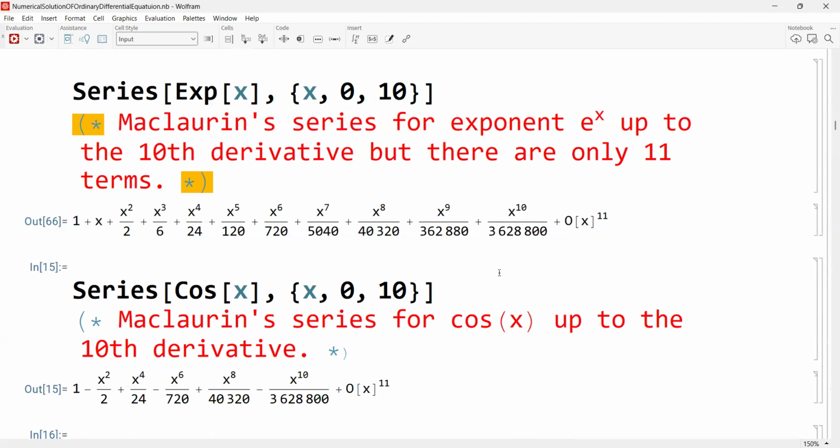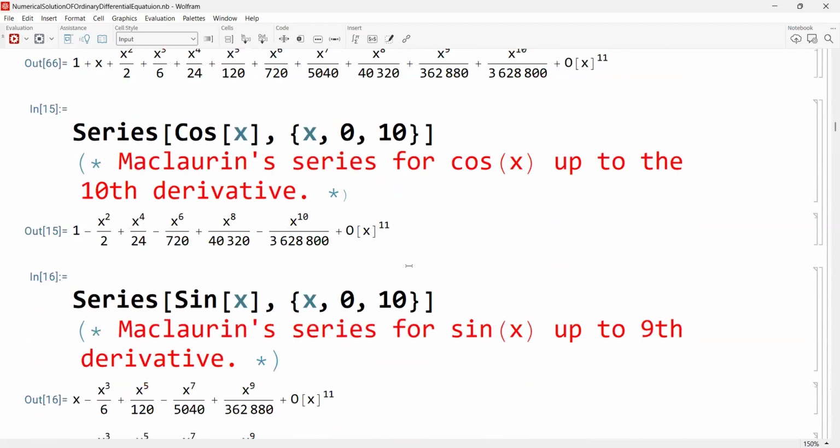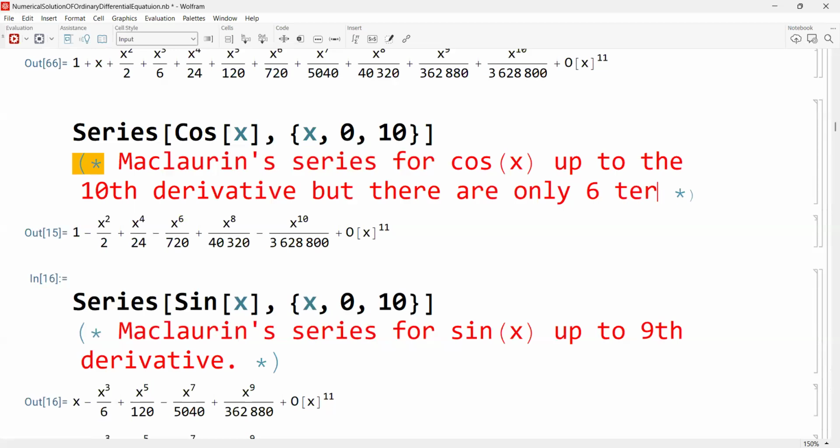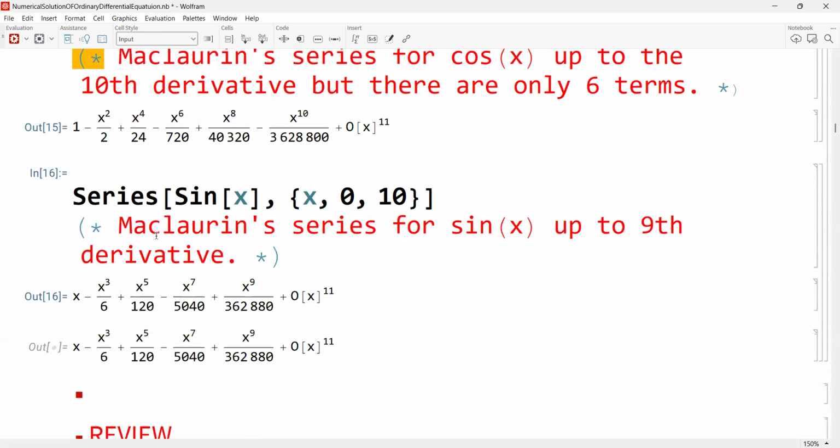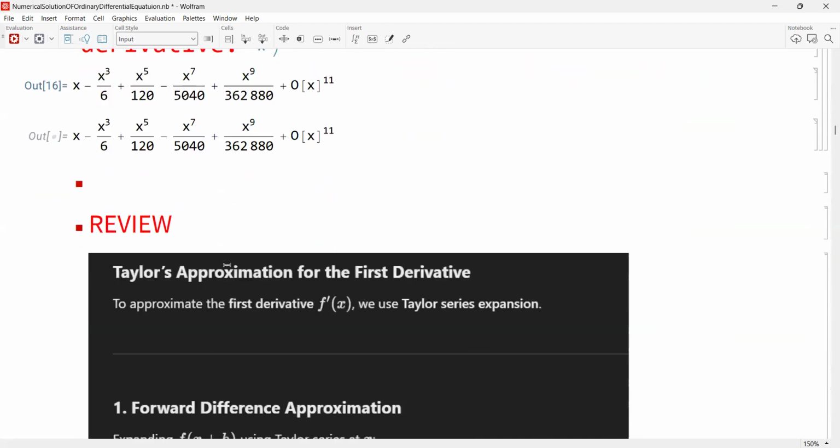Okay, for the Maclaurin series of the cosine function, we have also here, up to the 10th derivative. But how many terms do we have? 1, 2, 3, 4, 5, 6. So we have only 6 terms here. Then for the Maclaurin series for the sine function up to the 10th derivative, we have here.